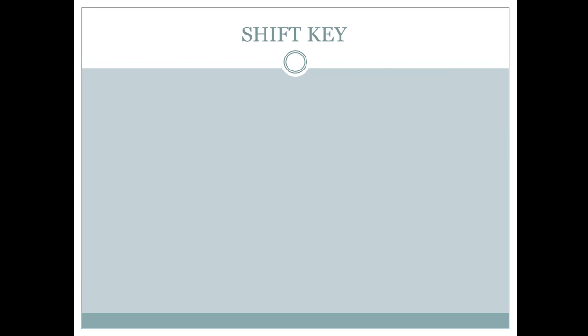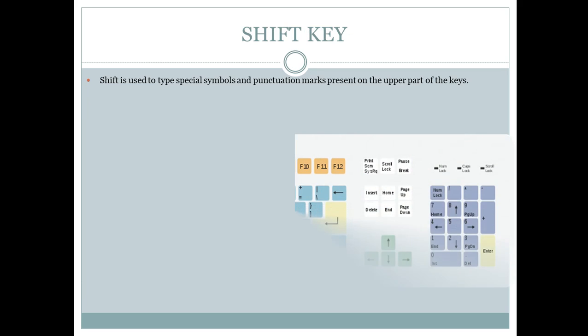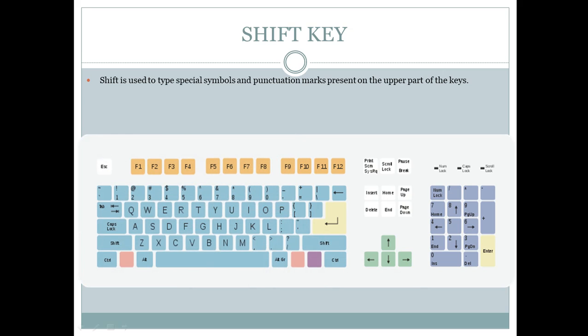The first combination key is the shift key. Using this combination key, we can type special symbols and punctuation marks present on the upper part of the keys. Upper part means above the keys. On the number keys, we can see there are symbols above them. Similarly, there are keys on which there are two symbols. The upper symbol can be typed using the shift key. There are two shift keys on the keyboard.